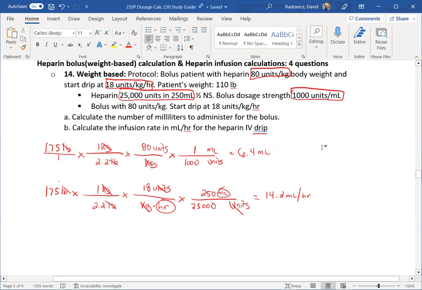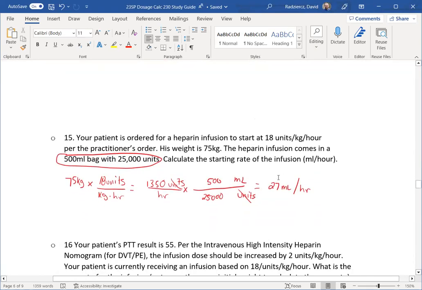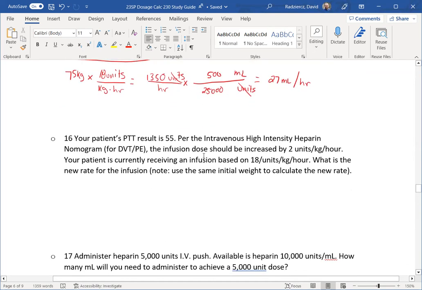So this is how I think you will see your heparin type question. Notice it says 4 questions. So she actually had put together a couple variations of questions. I did solve these a little bit differently, but as long as you get to the same answer, you're doing the same thing I am. This will be good practice.